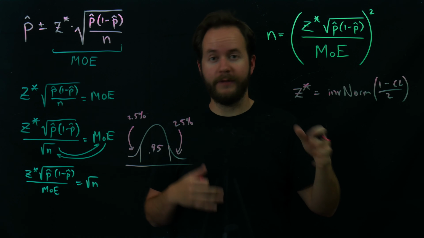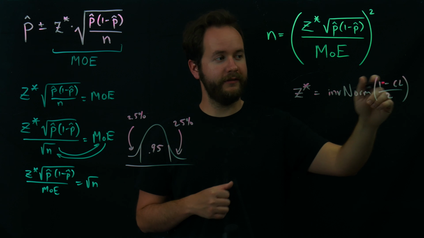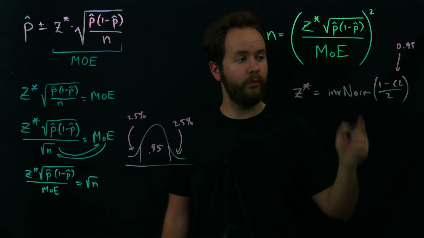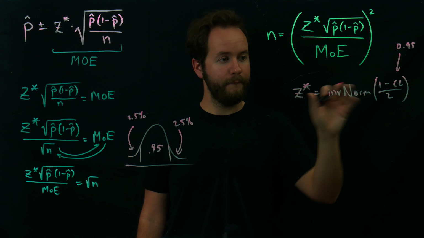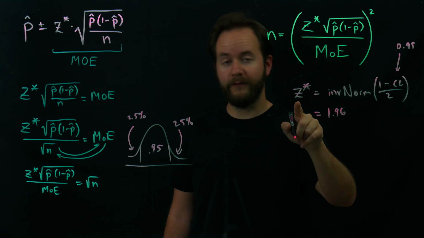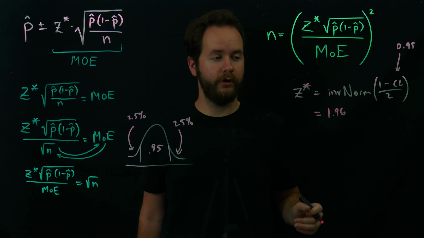Inverse norm is very convenient. If you happen to have a TI-83 or 84, just compute inverse norm of 1 minus, in this case, our confidence level for this particular problem is 95%. So we'll say CL is 0.95, plug that into our calculator, and this will spit out a value of 1.96. For different values of confidence, z star will be different. It just depends on the level of confidence you want for your interval.